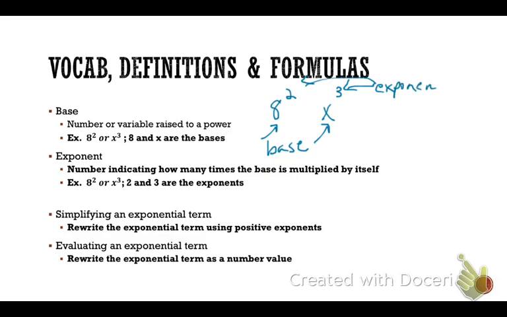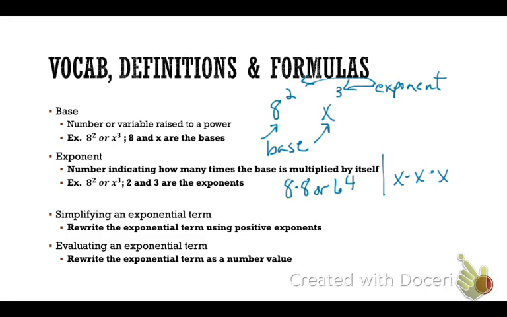And then we also use the word power. And so 8 with the exponent of 2, or 8 squared, 8 to the second power, means 8 times 8, or 64. X to the third power means x times x times x. I mean, who wants to write that over and over? So we do a little shortcut where we use the exponent numbers.